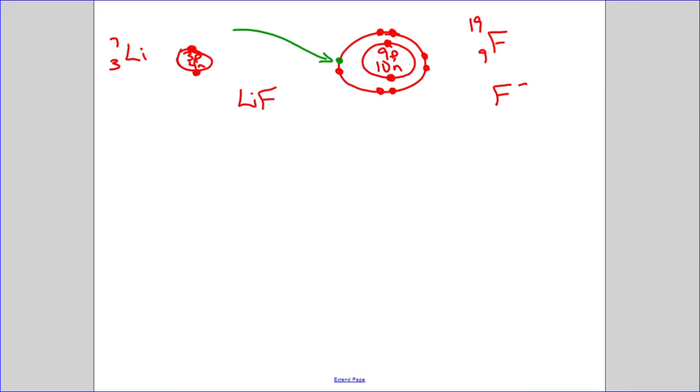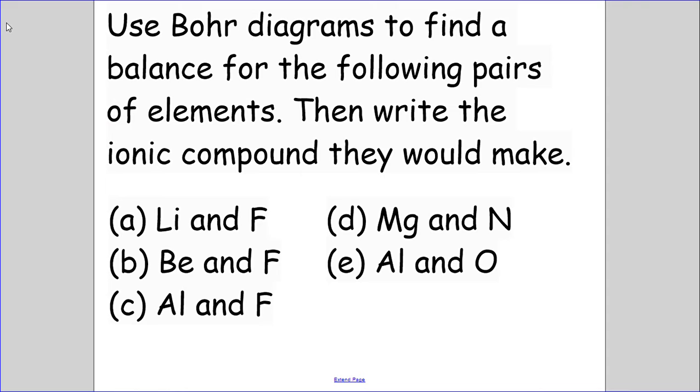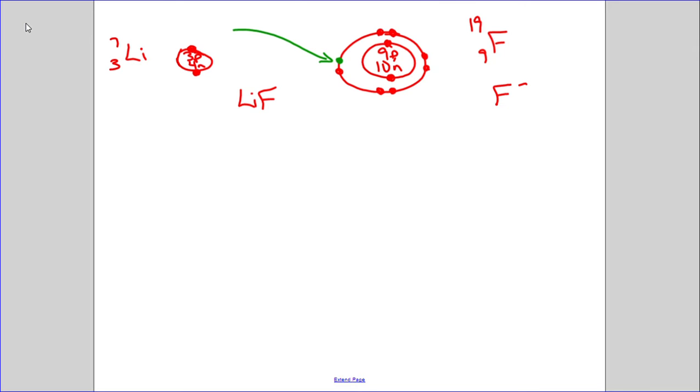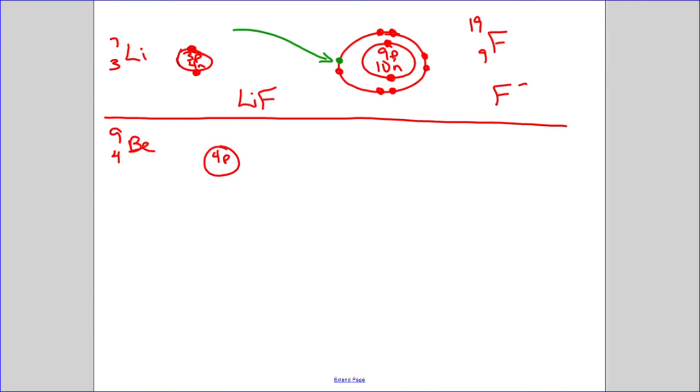The second one, go back and take a look, is beryllium and fluorine. So again, I have a fluorine atom one more time. Lining our page, we've got beryllium this time. Beryllium is the next one over. It's 9 and 4. And so beryllium would have 4 protons. It would have 5 neutrons, 2 in the first shell. And then after that, it would have an additional 2 on its outside shell, on its valence shell.